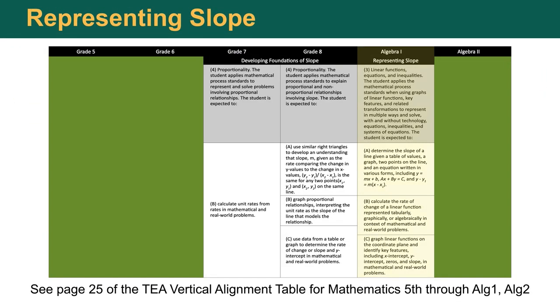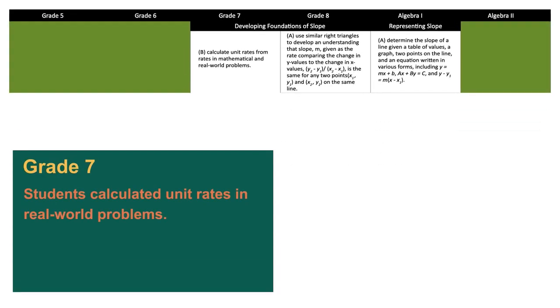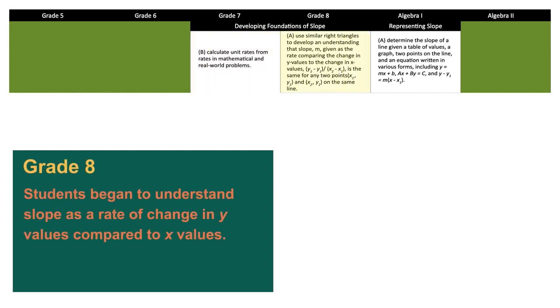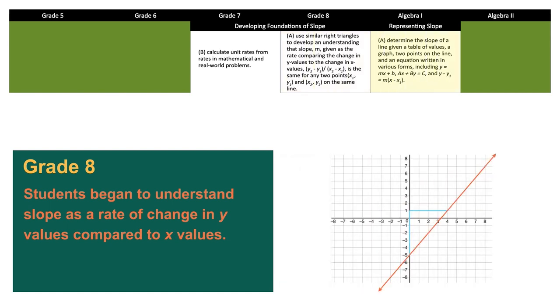Now, let's investigate the vertical alignment for representing slope in 3A, 3B, and 3C. In 7th grade, students calculated unit rates from rates given in mathematical and real-world problems, which helps build for both determining slopes and graphing on coordinate planes. In 8th grade, students began to understand slope as a rate of the change in y values compared to x values. This prepared students in Algebra 1 to determine the slope of a line given a table, 2 points, or the equation of a line.